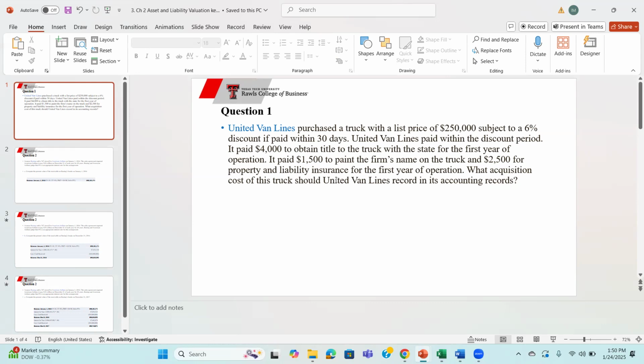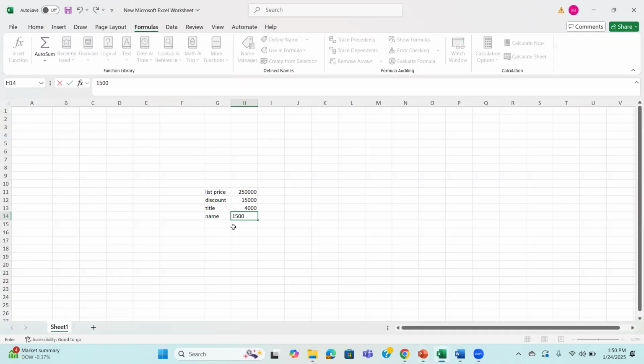This is not your mandatory expense to make the truck ready, right? But this is the cost for the whole year. So we are not going to include this cost in the acquisition cost for the accounting record. So other than this expense, all other expenses we need to incur to make this truck ready. So the actual acquisition expense would be our list price, and we got a discount, so we subtract the discount value, and then we have expense for title and we have expense for the name.